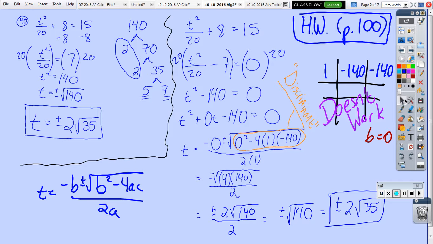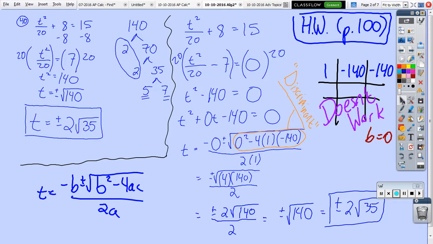Right? Because what is 0t, David? It's nothing. So do you agree that t squared plus 0 minus 140 is the same thing as this? Yeah. So it doesn't affect the value, so I can do that. I can clearly see a is 1, in front of the t squared, so it's going to be 1. B is 0, and c is negative 140.